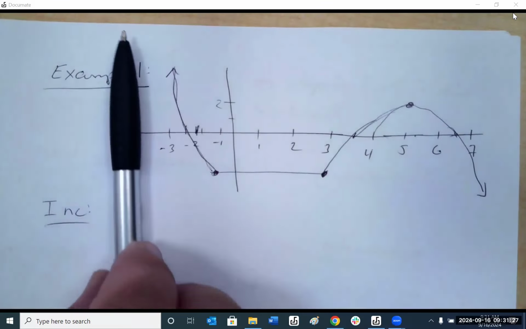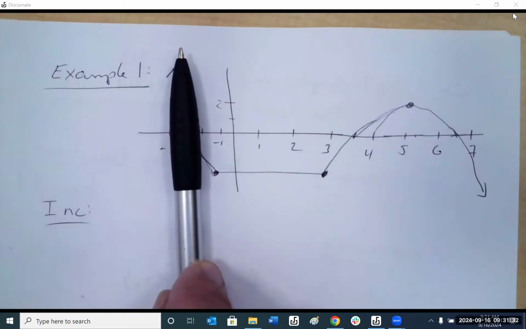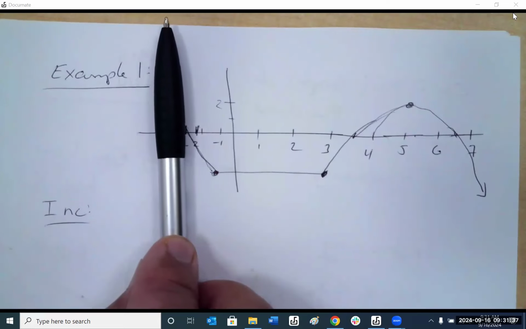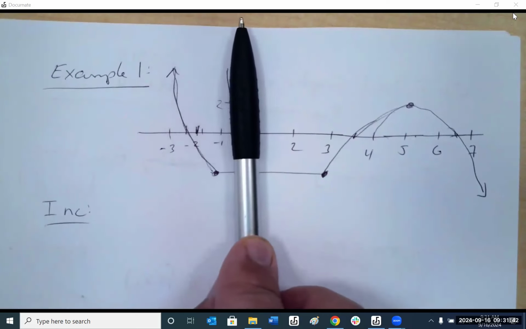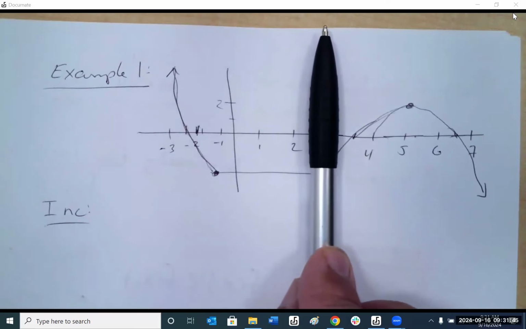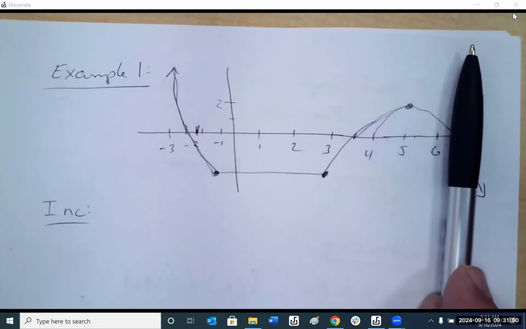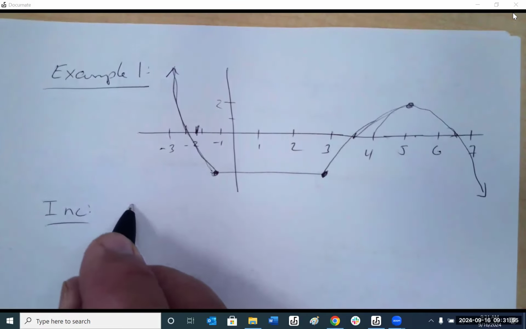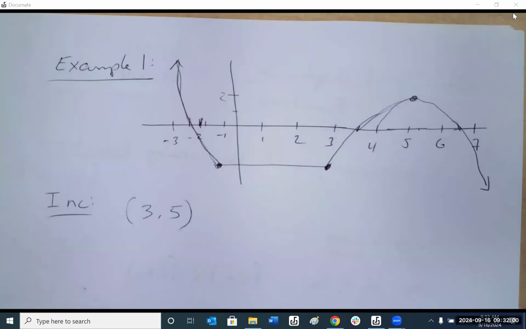Nope. Look at your pen. This graph here, is it going up or down? Down. Because even though it's pointed up, look at the graph. Is it going up or down on my pen? It's down, so it's decreasing. What's this doing? It's staying constant. Now what is it doing? Now it's going up, and now it's going down. So where is it increasing? It's increasing from 3 to 5. We'll never have brackets. It's always going to be parentheses.